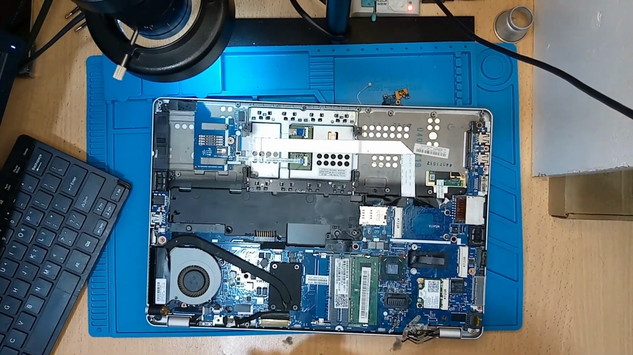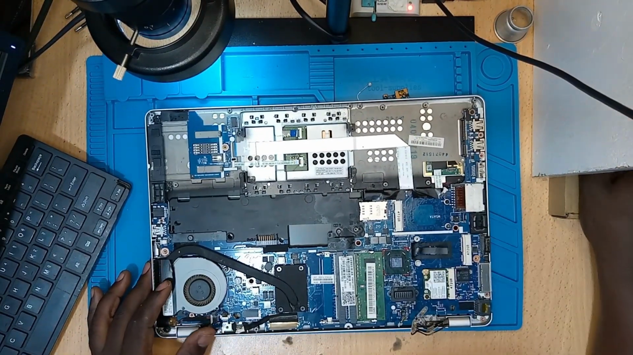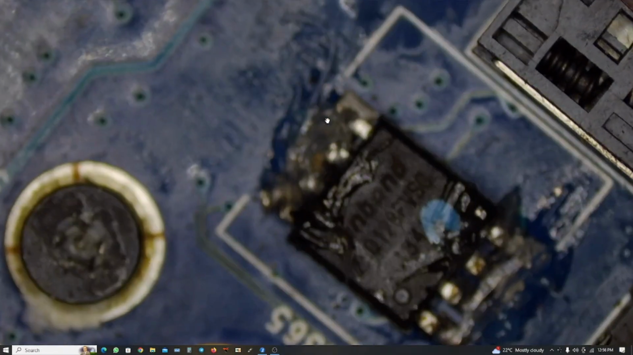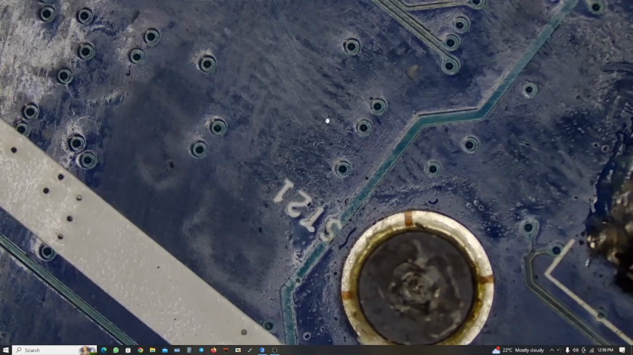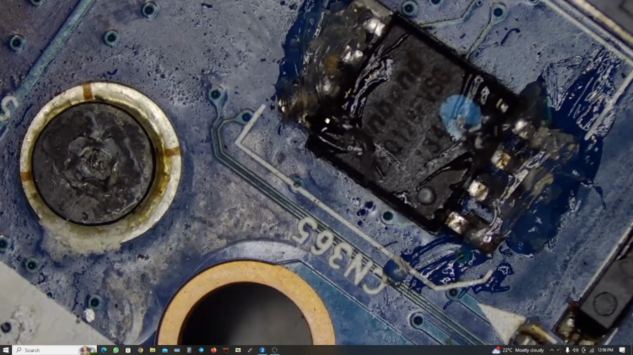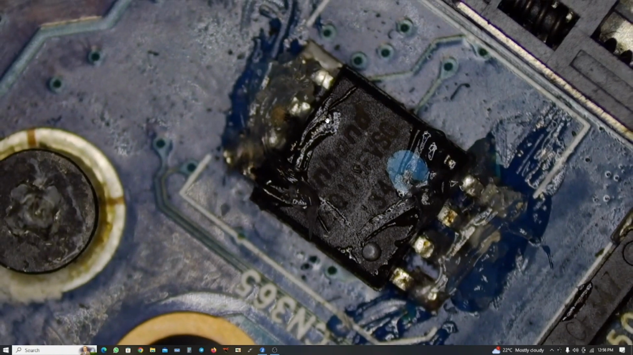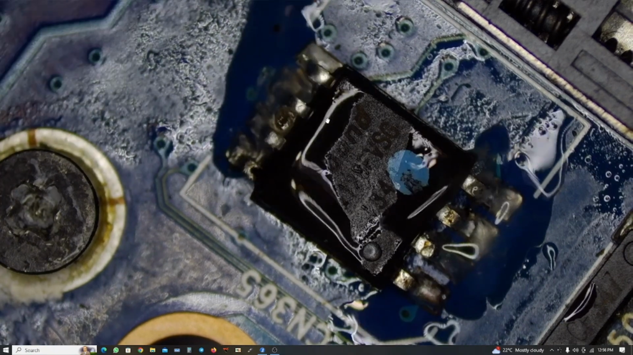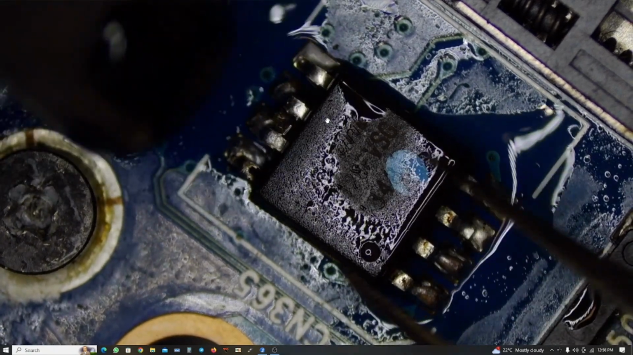So let's go under the microscope. This is our chip. Come with some hot air. Let me try to position the chip there in the correct posture. Yeah, I think it's okay. So let me come with some hot air. Yeah, we removed the chip.